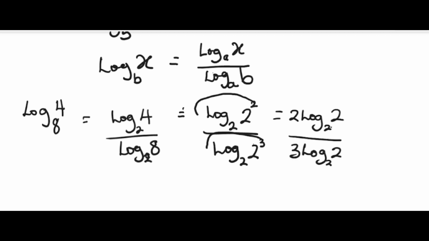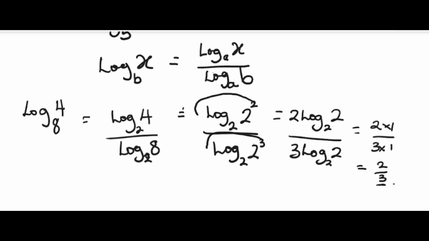Now remember this law that states that any log in its base is 1. So this becomes 2 times 1 over 3 times 1. And what would that give us? This will give us 2 over 3. Do you see that now? So that means the log of 4 in base 8 is equal to 2 over 3.